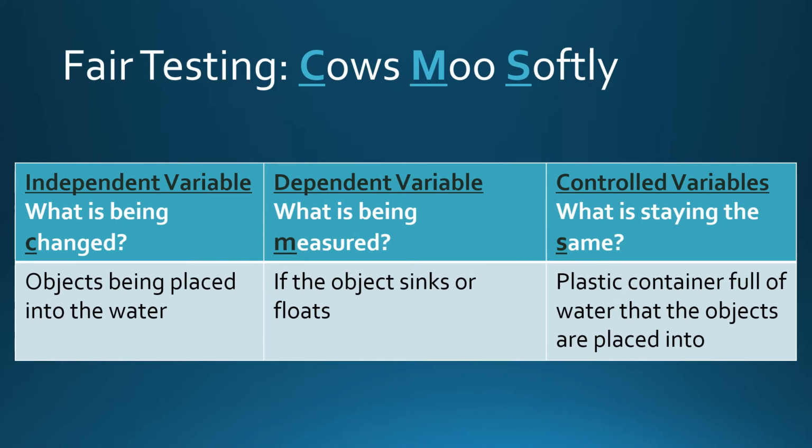This experiment sought to engage fair testing to ensure valid results. Using the mnemonic cows moo softly, meaning change, measure, and say the same for the independent, dependent, and controlled variables. The independent variable was the objects being tested. The dependent variable was if the objects sink or float, and the control variables were the container full of water in which the items were placed into.